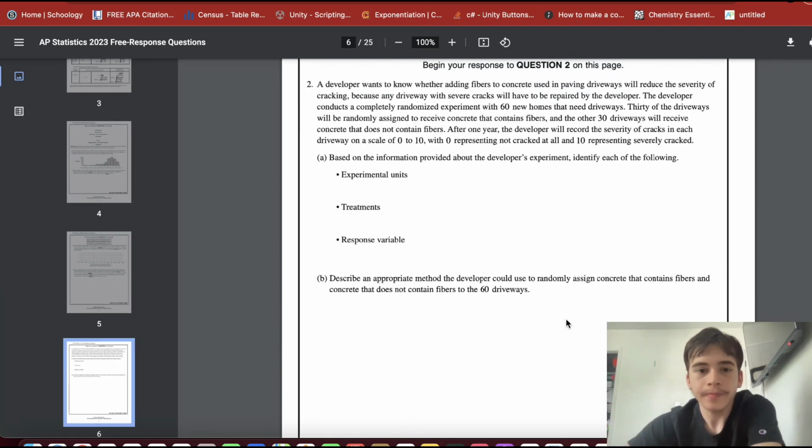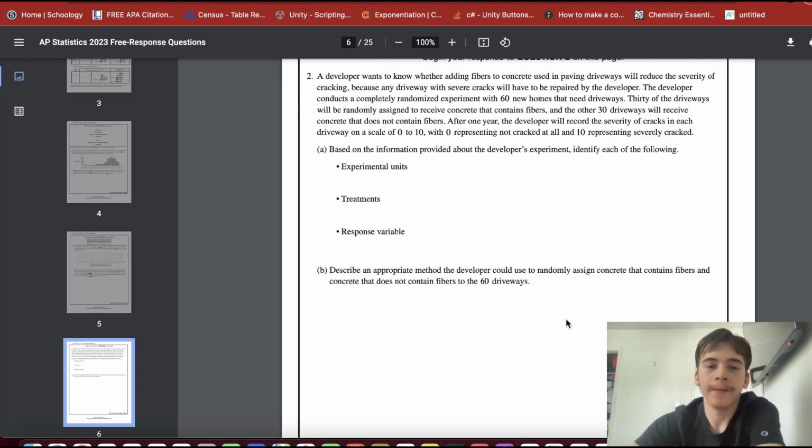Pretty simple. All right, a little bit of experiment. If you read all this, the experimental units would be 60 new homes that need driveways. And then the treatments would be either concrete that contains fiber or concrete that does not contain fiber, which is stated in the problem.